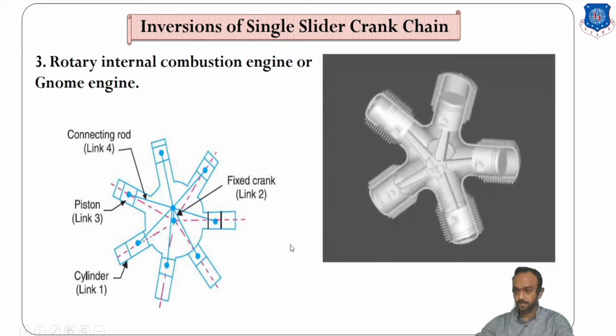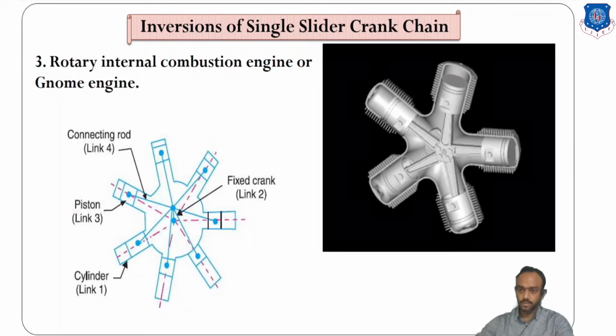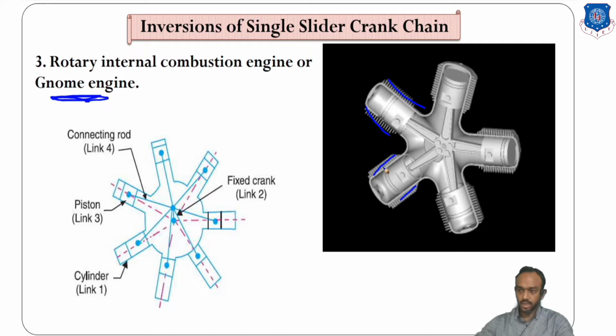Let's see the animation. In this animation you can see all cylinders are fixed, but you can find the Gnome engine in that. In some Gnome engines this is fixed and the whole cylinder block, meaning the engine, is rotating. I will send these links in our group so you can see how the cylinder is rotating in the Gnome engine.